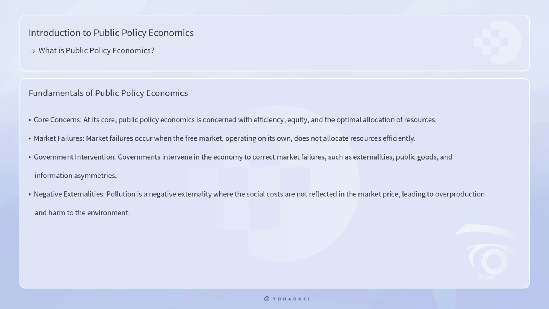For example, pollution is a negative externality where the social costs are not reflected in the market price, leading to overproduction and harm to the environment. Governments can address this by imposing taxes or regulations to internalize these externalities, thus aligning private incentives with social welfare.